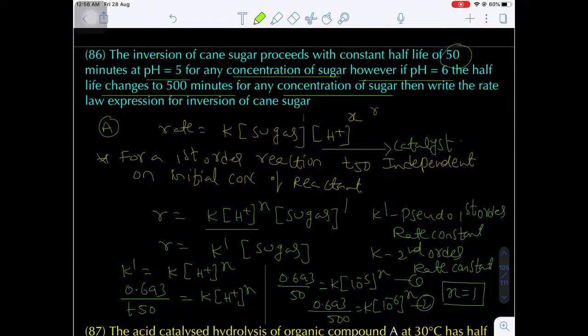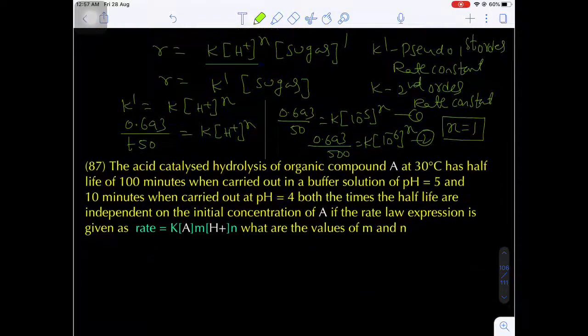That means the overall rate law expression that I am writing is constant K times the concentration of sugar to the power 1 and H plus ion concentration to the power 1. So this is the overall rate expression. Are you getting my point?